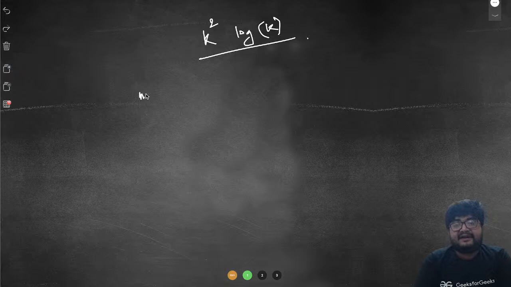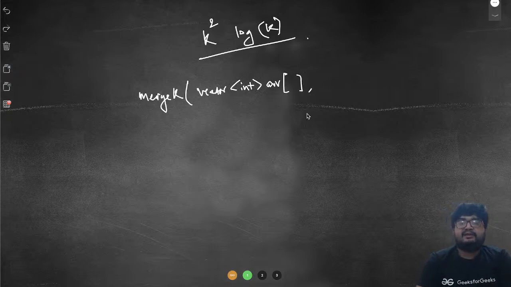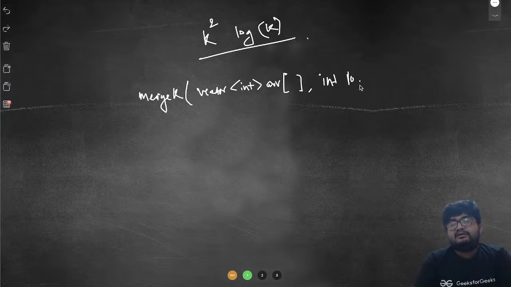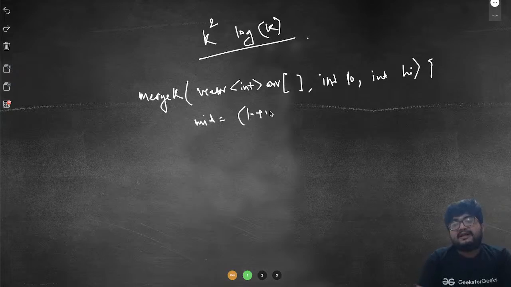So let's say we are given merge k, and we are given k arrays, right? So let's call it vector int arrays. We are given k arrays. Here we are merging low to high, so we are merging index low to high. So first we'll find the mid equals low plus high by 2.